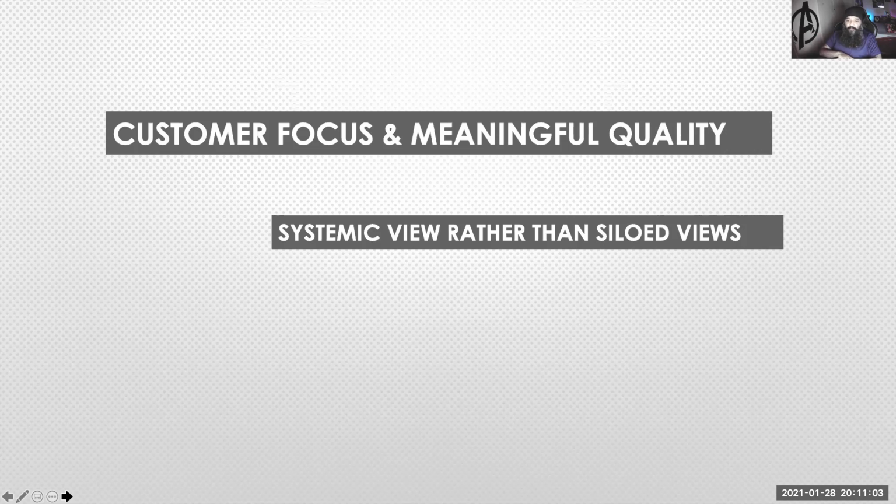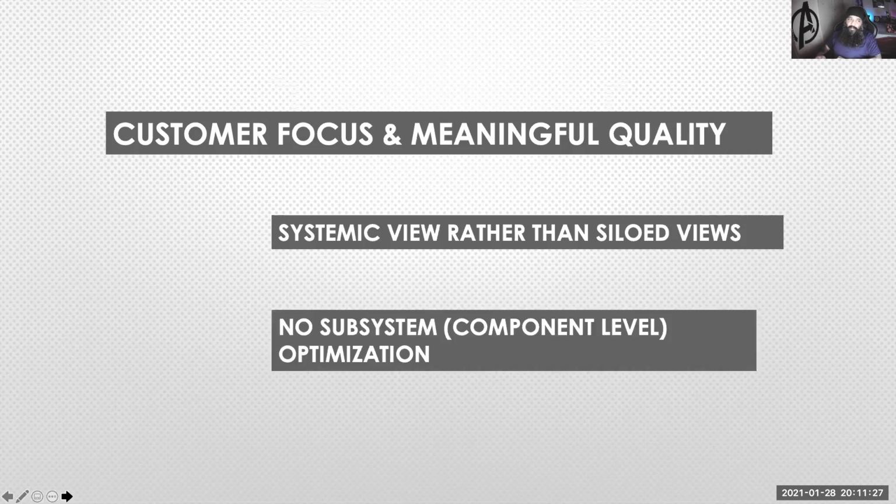So what happens? You keep optimizing one component, chances are you run into problems, more problems than the number of problems that you are trying to solve, right? So this is the reason why, the moment you have this value stream, once you have identified the value stream, it kind of gives you the systemic view which is really needed rather than just the siloed views. So this comes up, and then no more subsystem or component level optimization.